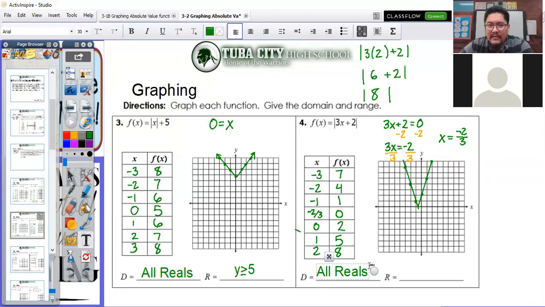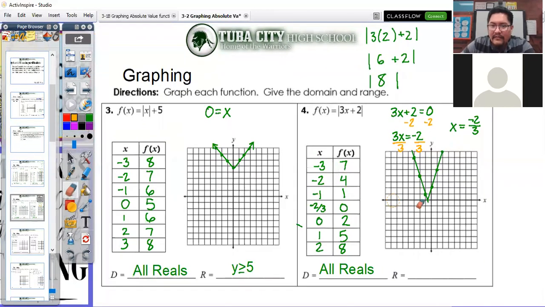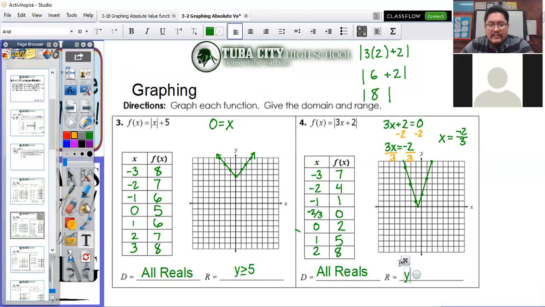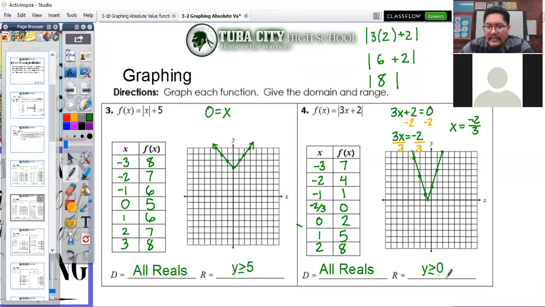I don't see anything going on weird with the domain, and that doesn't mean that it never happens. But again, domain is usually a little bit more stable in how its rules are used. So the range in this case, I did go a little bit lower. That's just my marking of the vertex. But the actual low number would be 0. So we want y values greater than 0 in our range.